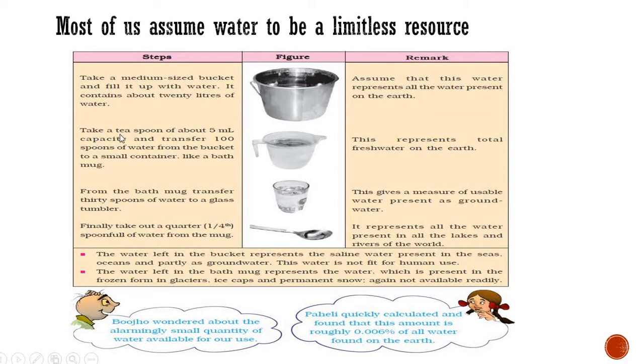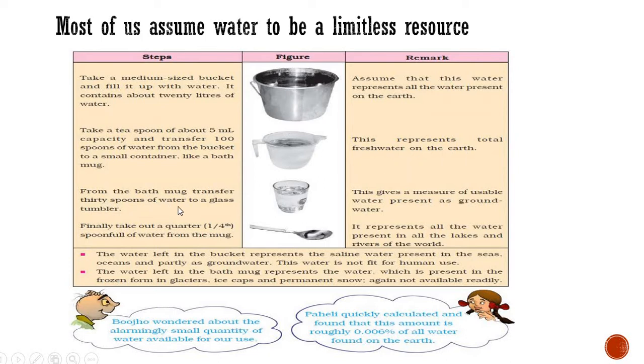Next, take a teaspoon of about 5 ml capacity and transfer 100 spoons of water from the bucket to a small container like a bath mug. So with the 5 ml spoon, transfer 100 spoons of water from the bucket to the bath mug. The bucket represents the total water present on the earth, and the water in this bath mug represents the total fresh water on the earth.